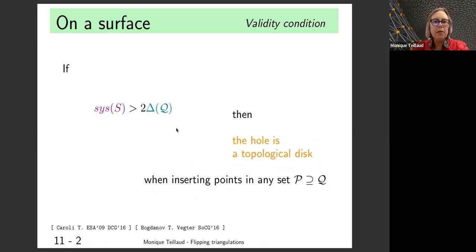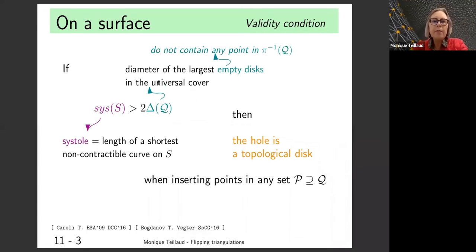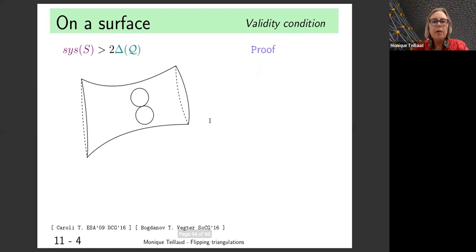The condition is that the systole of the surface is larger than twice the diameter, not the diameter, but let me define. This delta Q is the diameter of the largest empty disk in the universal cover of the lifts of the input point. The systole is the length of the shortest non-contractible curve on the surface. If you have this condition, you can ensure that the hole is always a topological disk. In other words, you ensure that the triangulation is always a simplicial complex. And this property will be preserved when you insert any new point. As long as you have this condition at the beginning, you can insert more points and it will work. So this was what we had a few years ago. And well, let me skip the proof, it's trivial.